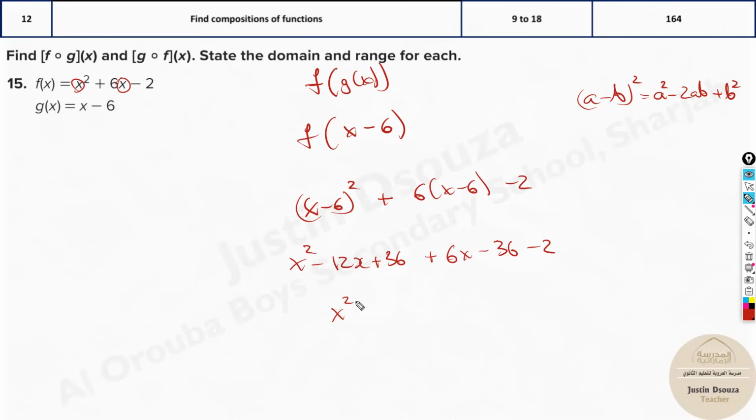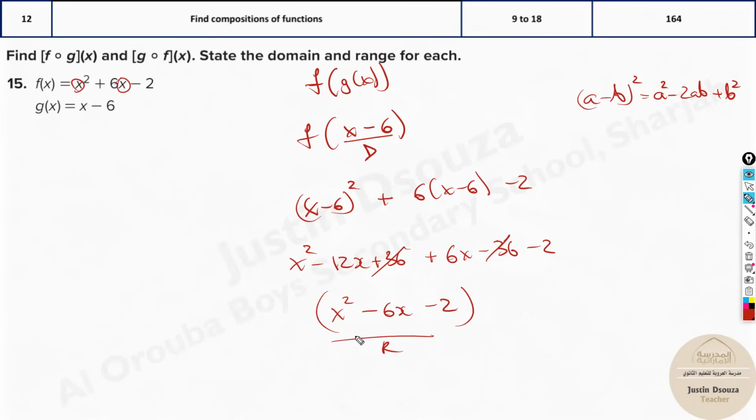Now simplify this. X squared, how many x's are there? Minus 12 and plus 6 will be minus 6x, and 36 minus and plus becomes 0. Only minus 2 will remain. Now this is the answer. Okay, what is your domain? This was the domain what we considered, and this is the range what we got the answer. Domain is all real numbers. Over here you can put any x, you'll get the answer.